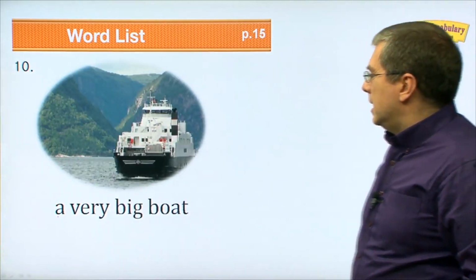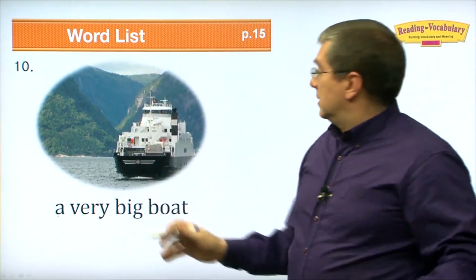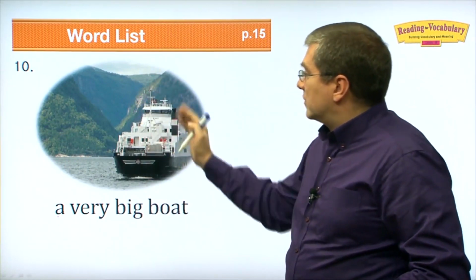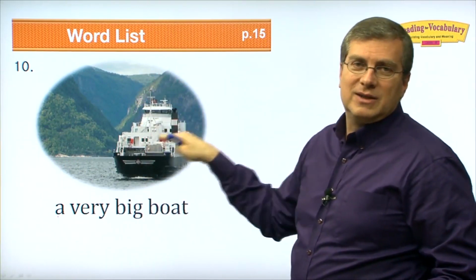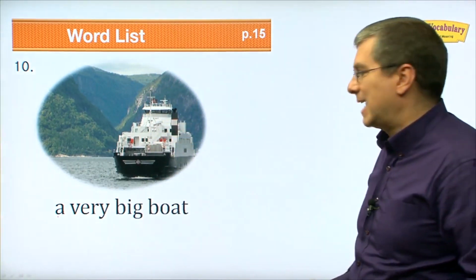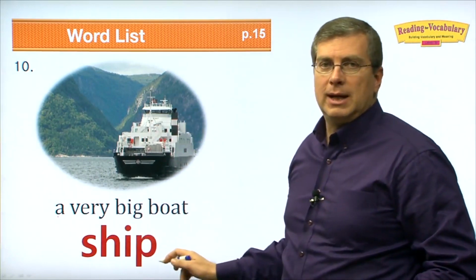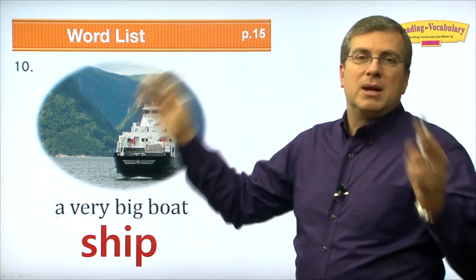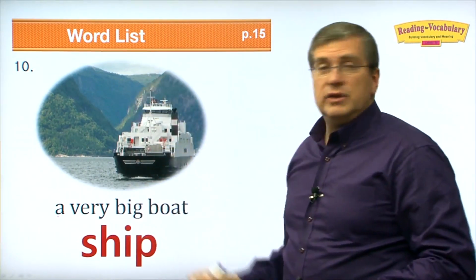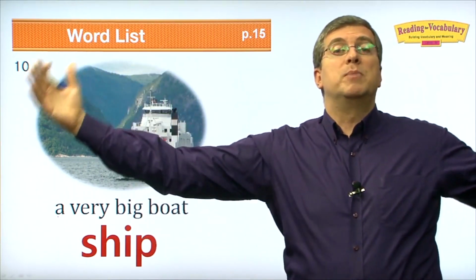Okay, next one, 10. A very big boat. This is a very big boat, huge boat. You know, it's using an engine, so there's no sails on the boat, right? This boat is moving by engine power, by gasoline. But what do we call this big boat? We call it a ship, right? A ship is a very big boat. Now, ships can have engines, ships can also have sails, right? A ship is just a really big boat.